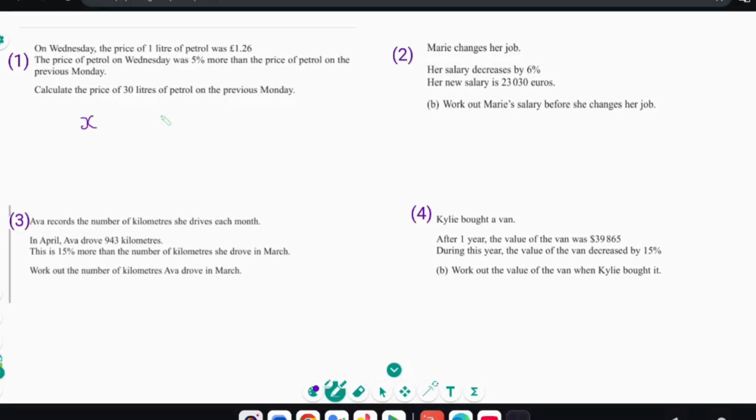So we've got our original amount here. It's 5% more than on the Monday, so the cost on the Monday is the X. 5% more is an increase of 5%. 105% as a decimal, divide it by 100, we get 1.05. Divide both sides by 1.05. £1.20.